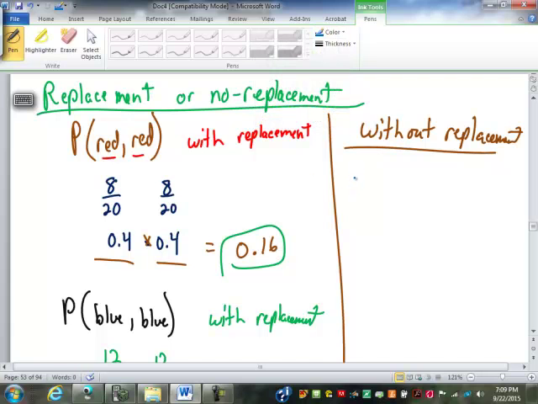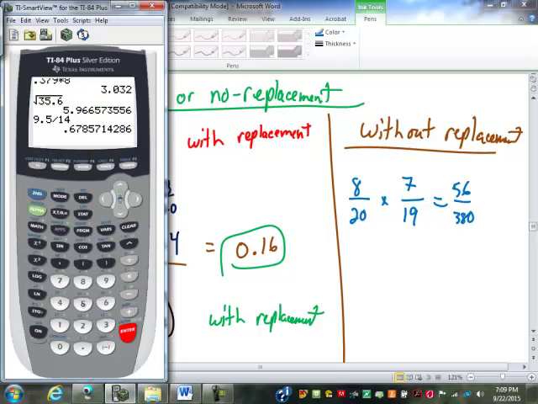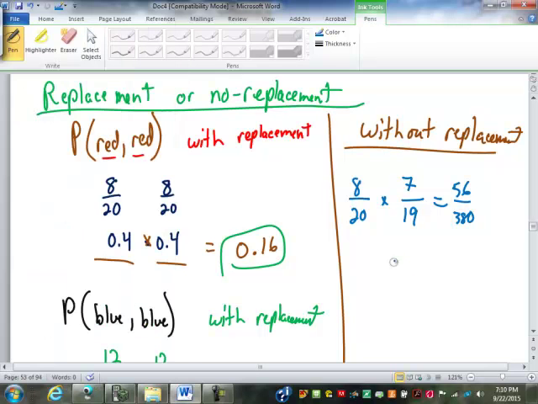So the probability of pulling out the first one red is still 8 out of 20. But now we don't put it back. Now remember, if the first one was blue, we don't care. So we're assuming that if we're drawing the second marble, the first one was red. So now how many red marbles are left? 7 out of 19. So now we're looking at 8 times 7 is 56. 20 times 19 is 380. 56 divided by 380 is 0.147. If we don't replace the first marble, the probability of getting both of them red is considerably lower because there's one red marble missing after the first draw.